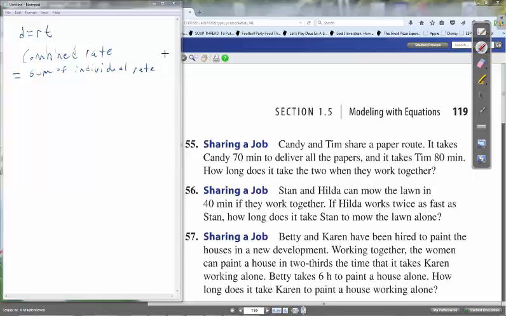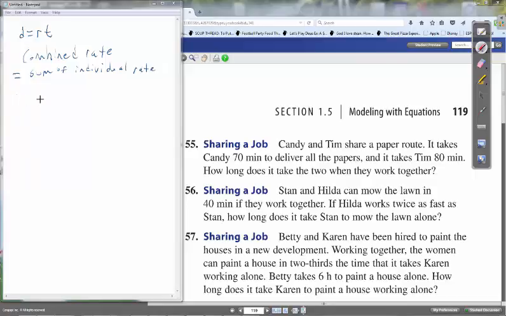The easiest way to see that is to think about, say, 2 guys working in an orchard. One guy can pick, say, 5 buckets of fruit in an hour. The other guy can pick 4 buckets of fruit in an hour. Together, they can pick 9. Their combined rate is the sum of each individual rate.